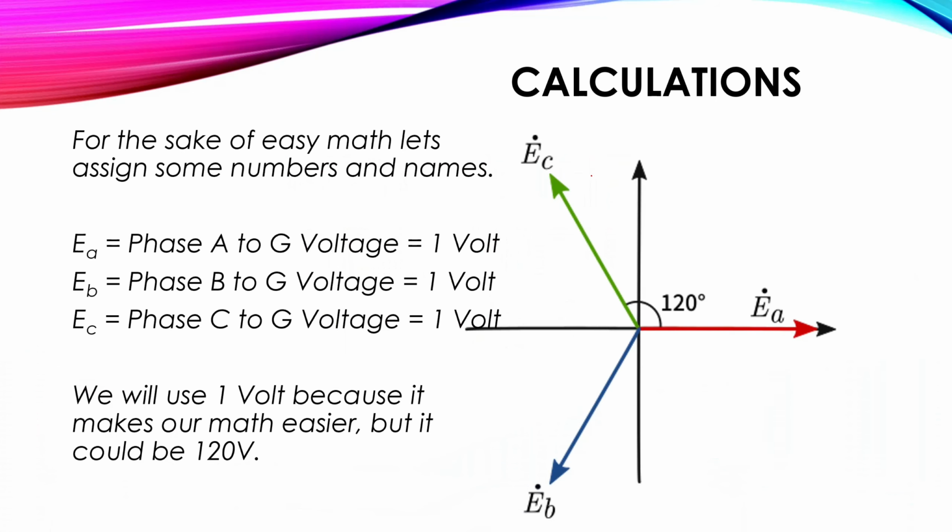So we are going to use these phasor diagrams, and to make our life easier, we could assign all of these as 120 volts at an angle of 0 degrees, and 120 volts at an angle of 120 degrees. And then this one would be 120 volts at an angle of negative 120 degrees, or 240, okay? We could do that, or if you want to make life easier, we could use what the unit circle does.